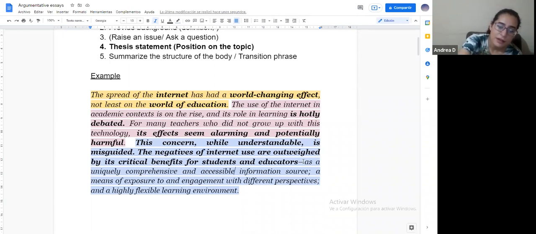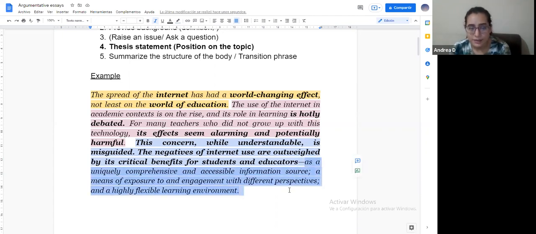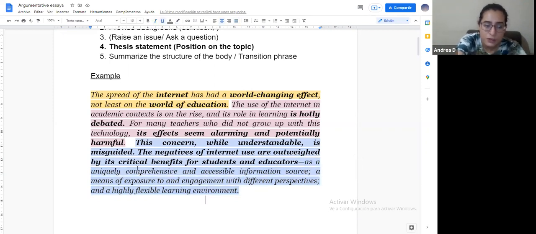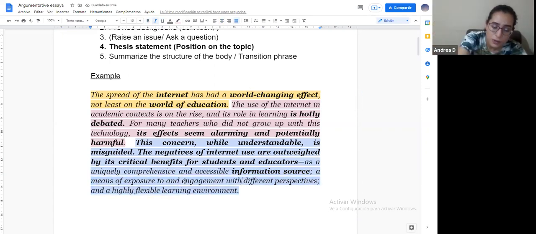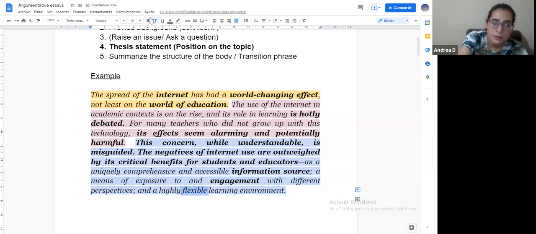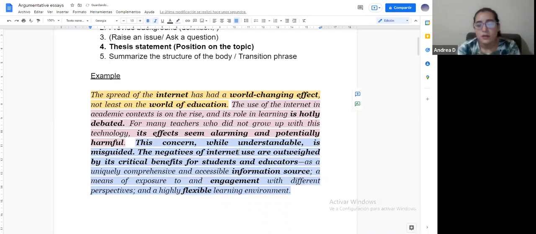And then in the final part, he's summarizing the structure of the body. So these are going to be his reasons, right? He's going to say first, it's an information source. Second, it's a means of exposure and engagement. So it makes the students more engaged. And third, it makes education more flexible, I guess.